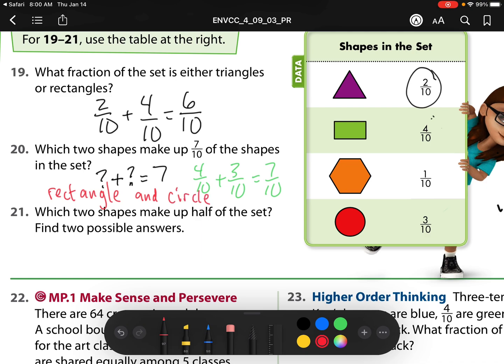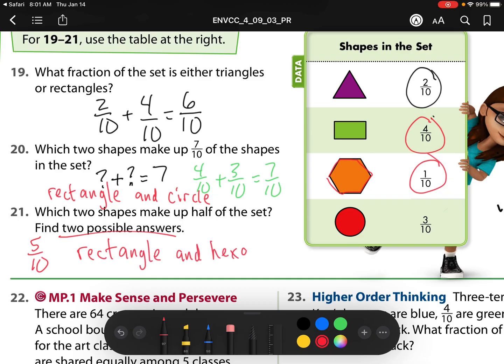Which 2 shapes make up half of the set? So remember, half is going to be 5/10. So what 2 shapes add up to equal 5/10? And that says 2 possible answers. Well, we have a rectangle and a 6-sided shape, which is a hexagon. So we have a rectangle and hexagon. And if you think you're done though, you're not, because remember it says 2 and we've only found 1. So it's probably going to be the other 2 shapes. So that would be a triangle and a circle.